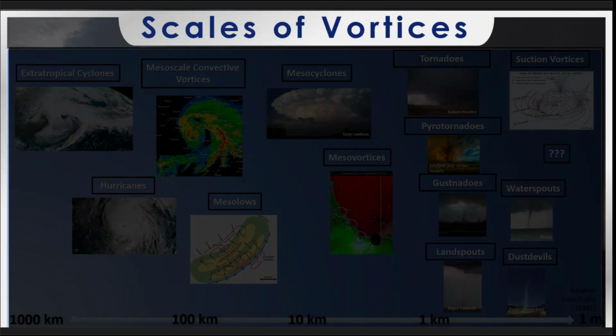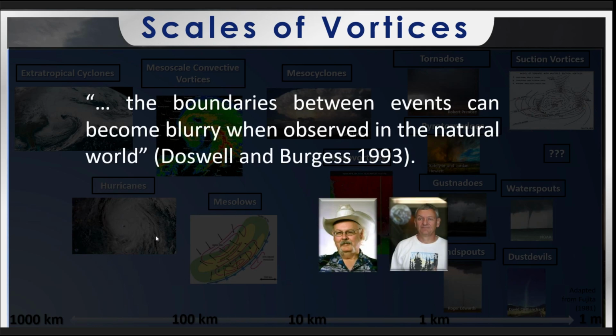I do want to say, storm spotting is hard, right? So here's a final quote from a paper from two meteorologists, Dr. Chuck Doswell and Don Burgess. It states the boundaries between events can become blurry when observed in the natural world.